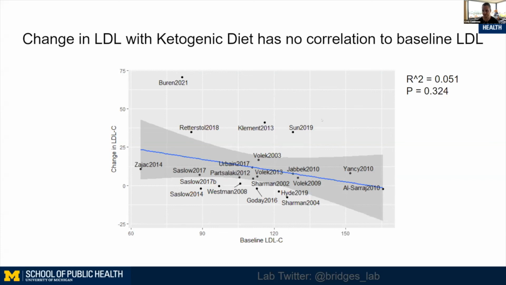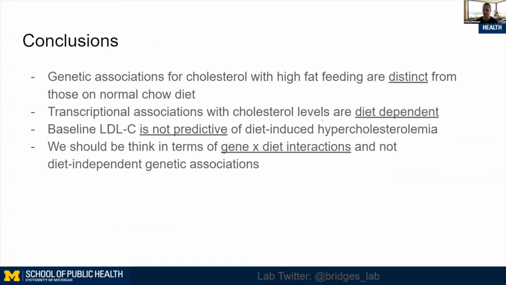So to make some brief conclusions, genetic associations for cholesterol with high fat feeding are distinct from those on normal chow diet. Transcriptional associations with cholesterol levels are diet dependent. Baseline LDL-C is not predictive of diet-induced hypercholesterolemia. And we should be thinking in terms of gene-diet interactions and not diet-independent genetic associations.